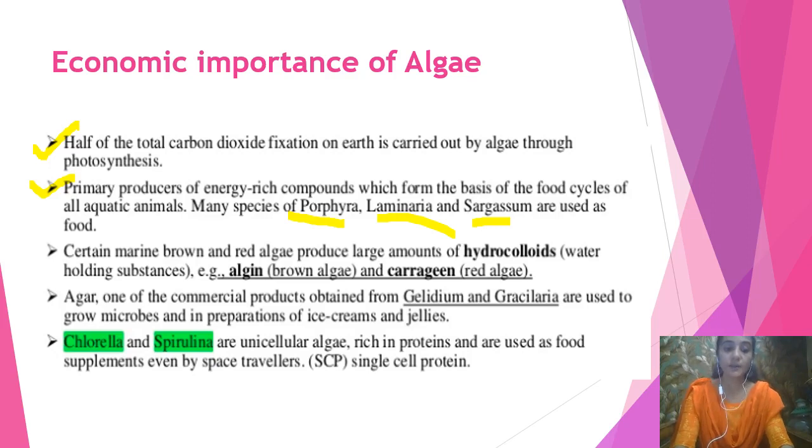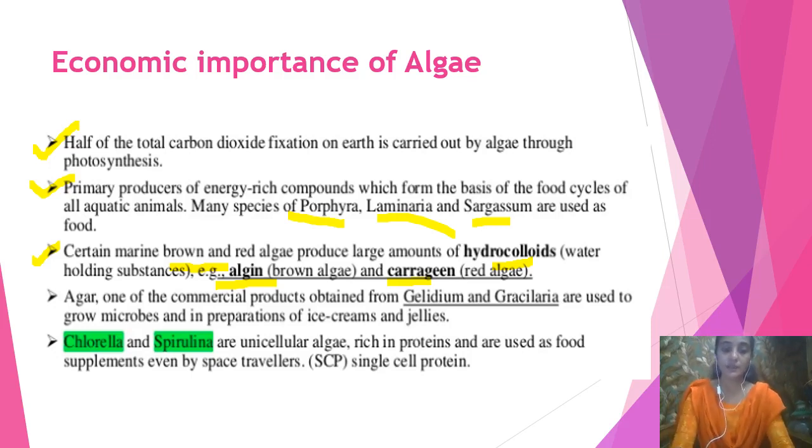And some marine algae, the brown and the red algae, produce hydrocolloids. Hydrocolloids are water holding substances. The brown algae produce a water holding substance called algin, and the red algae produce carrageen, and they are all hydrocolloids, water holding substances.